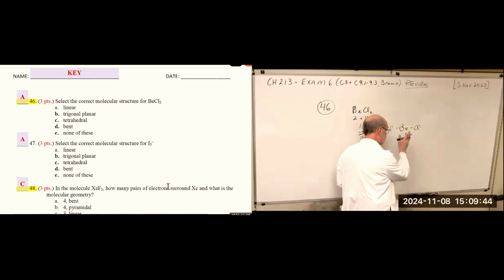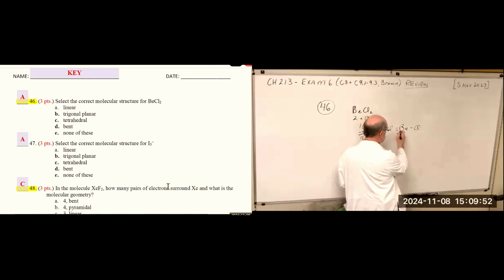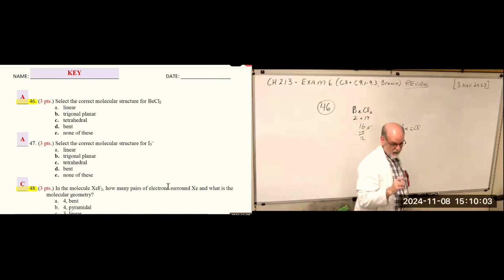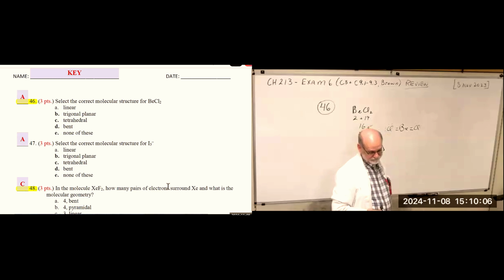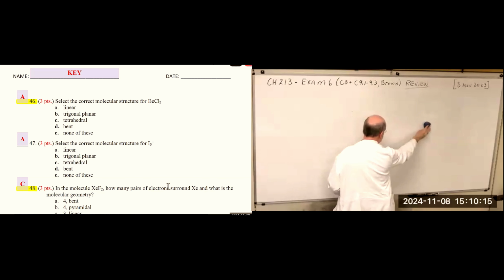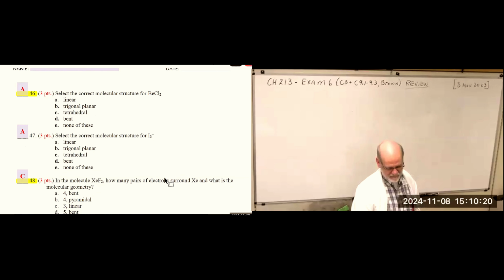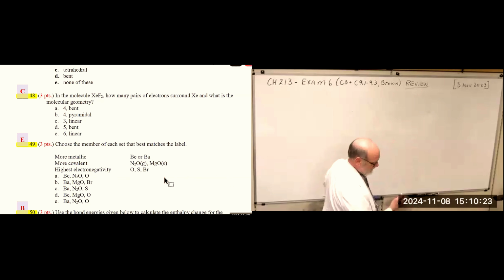Okay. In this case, we can make an octet for beryllium because we have available these lone pairs. So we can do, and the formal charge will be best accommodated by a balance. So we'll do like that. But the molecule is still linear. Okay. If those were hydrogens, then beryllium would just be stuck. It would be deficient. All right, 48.